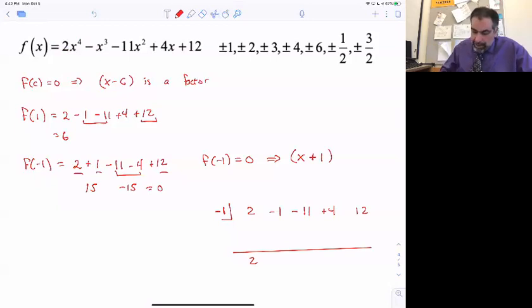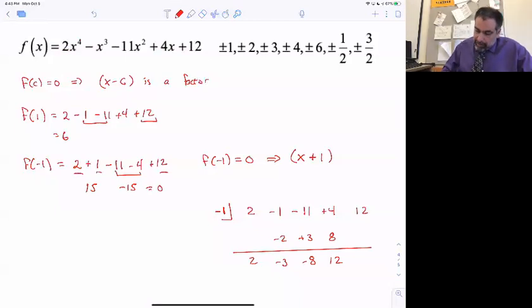So here we go. Negative 1 times 2 is negative 2. Add those gives me negative 3. Now I'm going to do the negative 1 times my negative 3. That's going to get me positive 3. And when I add this column, I get negative 8. Now I'm going to do the negative 1 times the negative 8. So when I do that, that gets me positive 8. And when I add that column, I get 12.